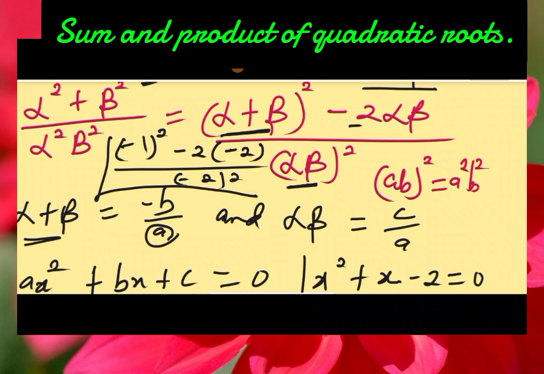Very interesting. Minus 1 squared is 1. Minus 2 times minus 2 is 4, so 1 plus 4 divided by 4. Minus 2 squared is 4. So the answer will be what? 5 divided by 4, which is also the same as 1 whole number 1 over 4.